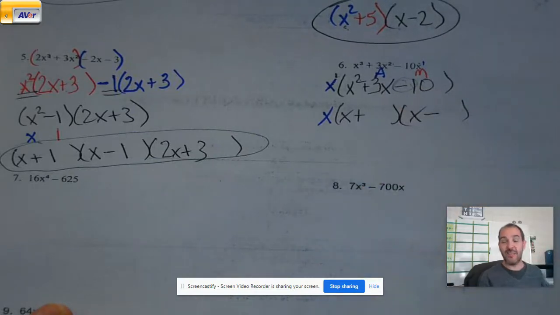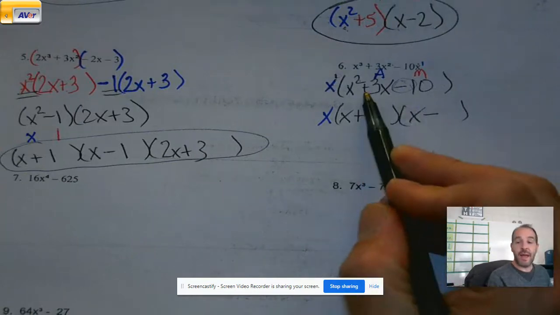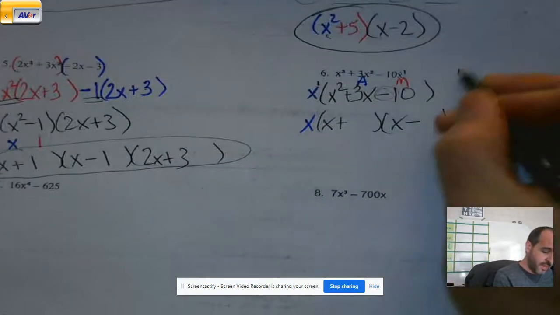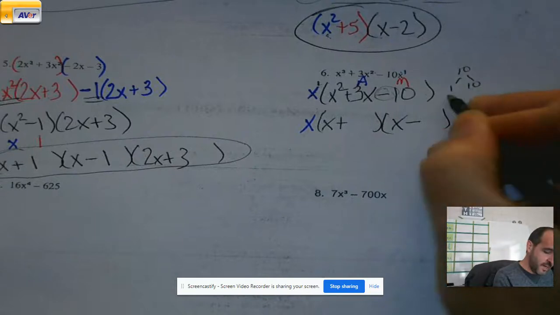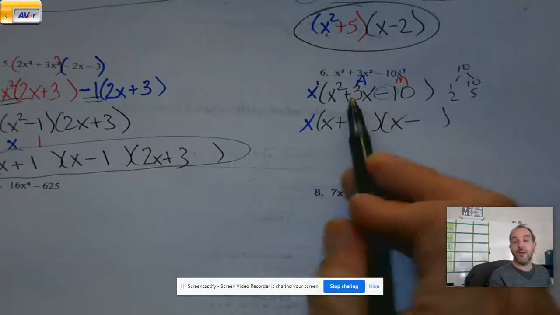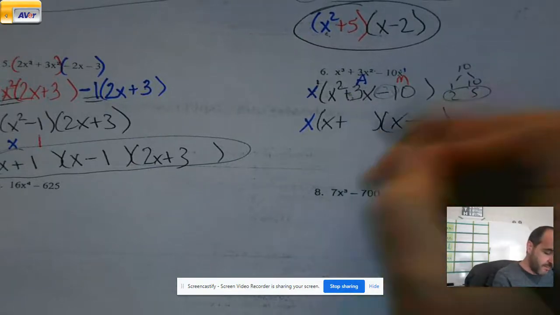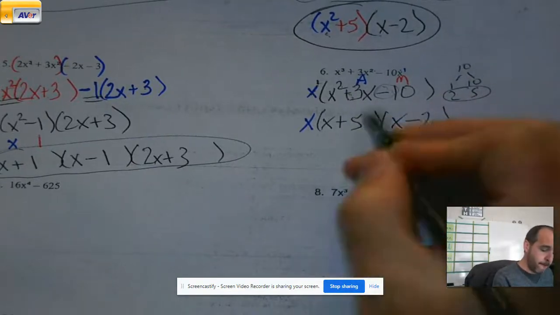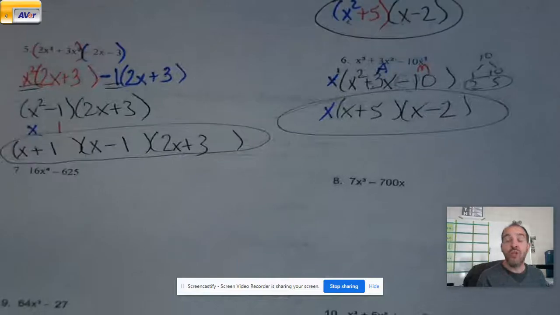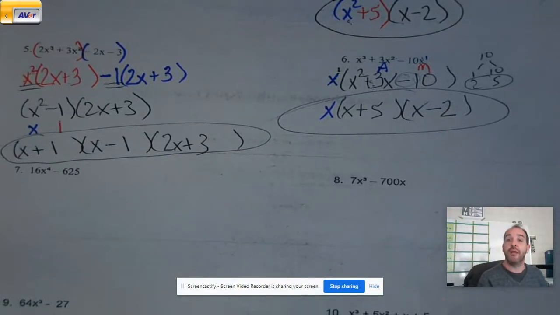If it's positive, they're either both positive or both negative. Bigger number is going to be positive. So 10 can be 1 and 10. It can be 2 and 5. Which pair's 3 apart? This pair. Bigger number is positive. 5 and 2. Bam. You will get this slick after you start doing them for a while if you don't quit.